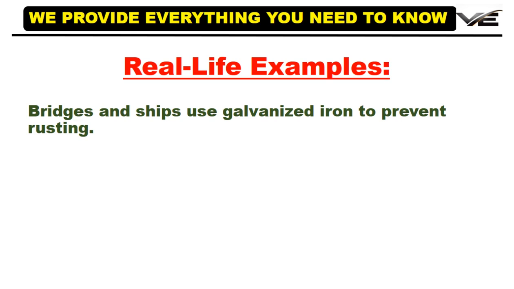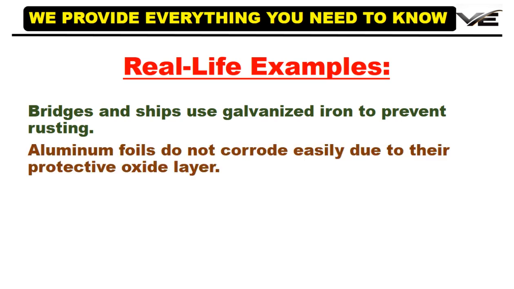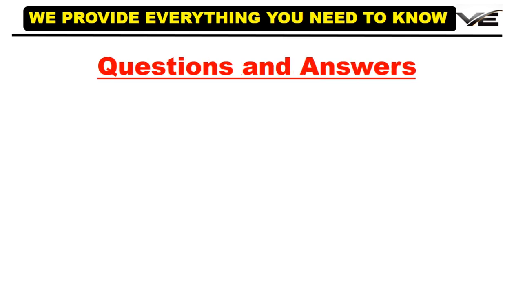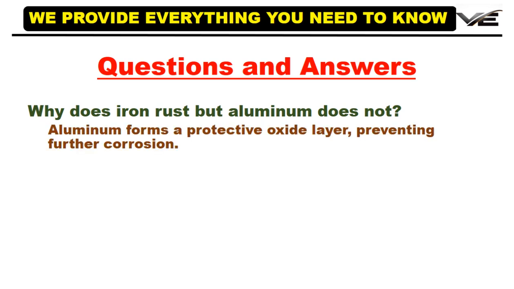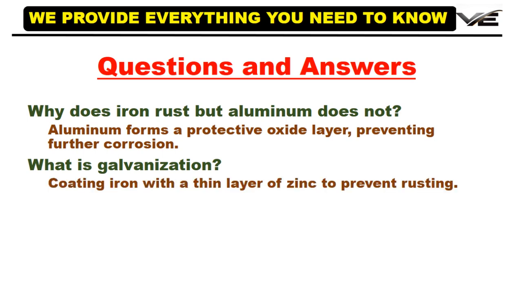Here are some real-life examples. Bridges and ships use galvanized iron to prevent rusting. Aluminum foil does not corrode easily due to its protective oxide layer. Why does iron rust but aluminum does not? Aluminum forms a protective oxide layer preventing further corrosion. What is galvanization? Coating iron with a thin layer of zinc to prevent rusting is called galvanization.